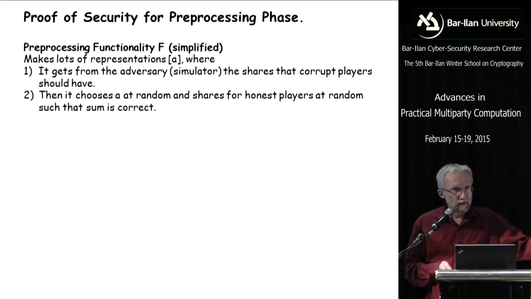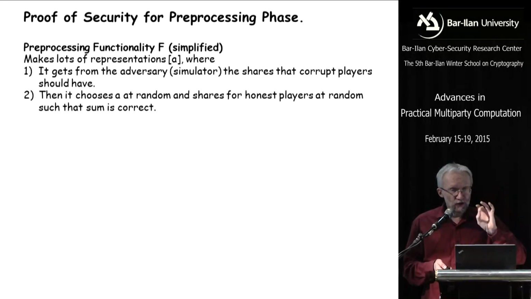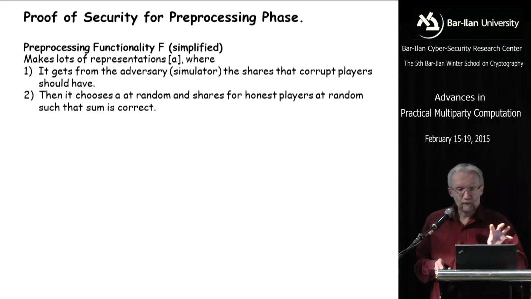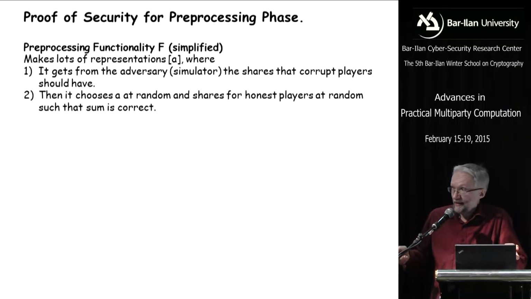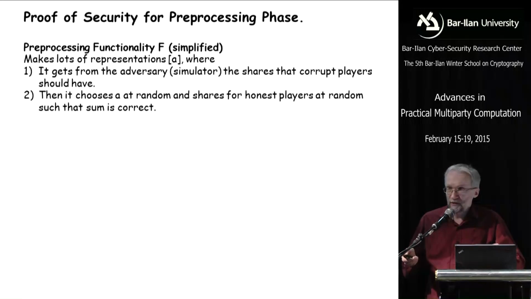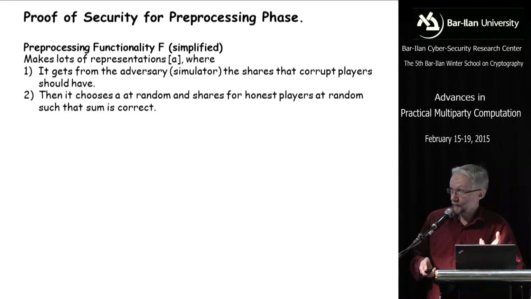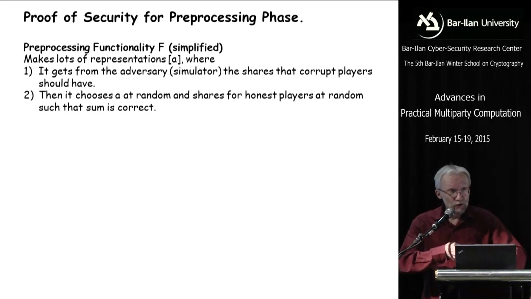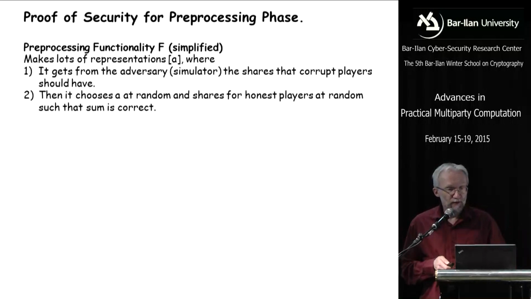It gets from the adversary the shares that corrupt players should have. I'll talk more about this in a moment. Given those shares, which of course don't determine the secret, it chooses the data inside at random, and then it chooses shares for the honest players at random as well, such that the sum is correct. Okay? So the idea is that I get an unqualified set of shares for corrupt players from the adversary. I choose my secret freely, and I choose the shares for the honest players to match this. Then I output that to the honest players.